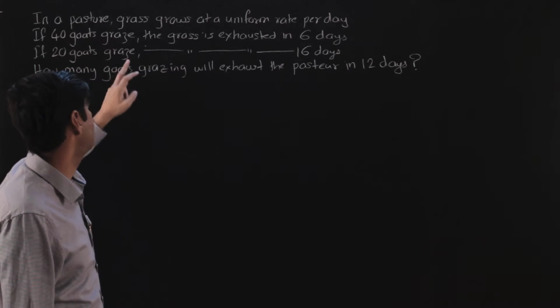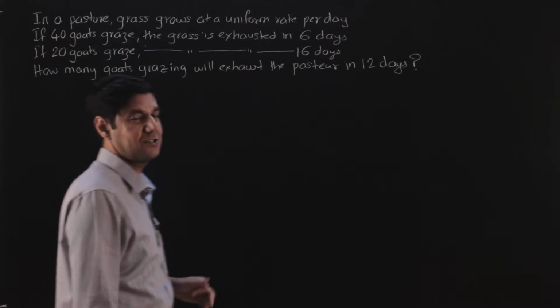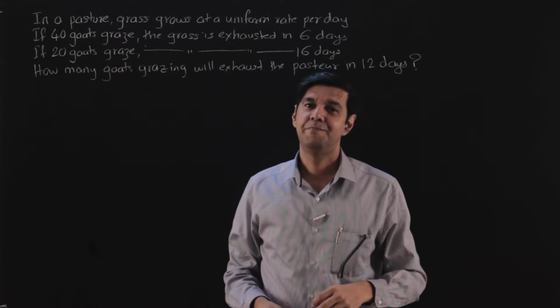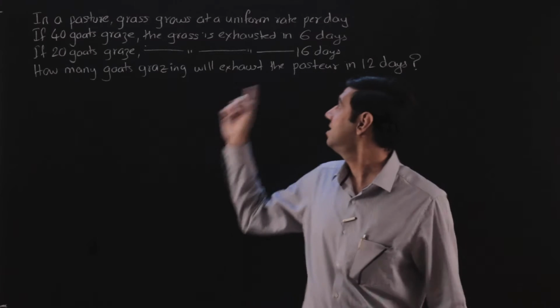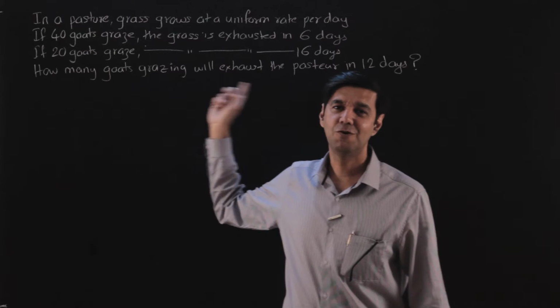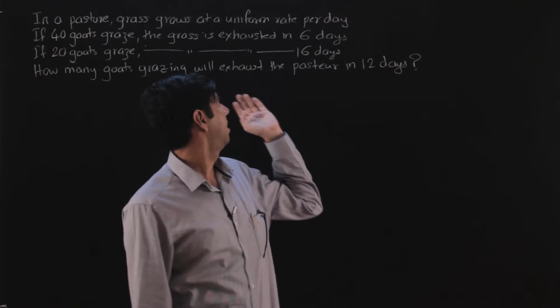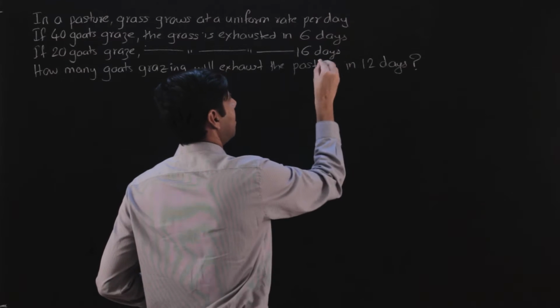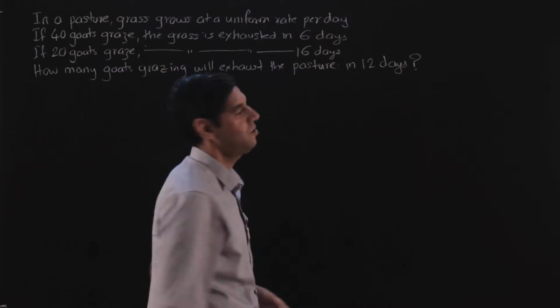If 40 goats graze, the grass is exhausted in 6 days. If 20 goats graze, the grass is exhausted in 16 days. How many goats grazing will exhaust the pasture in 12 days?